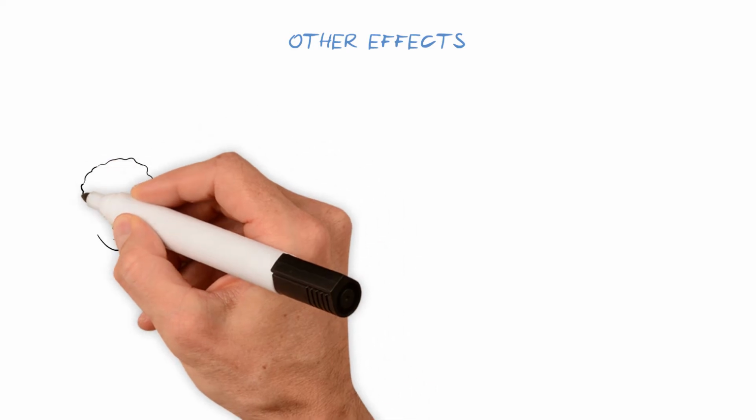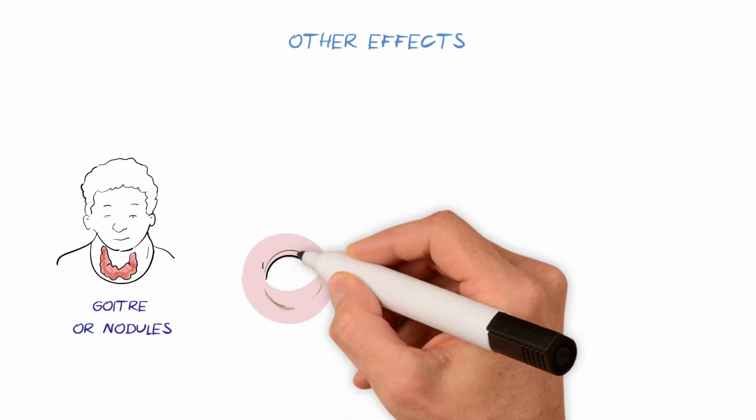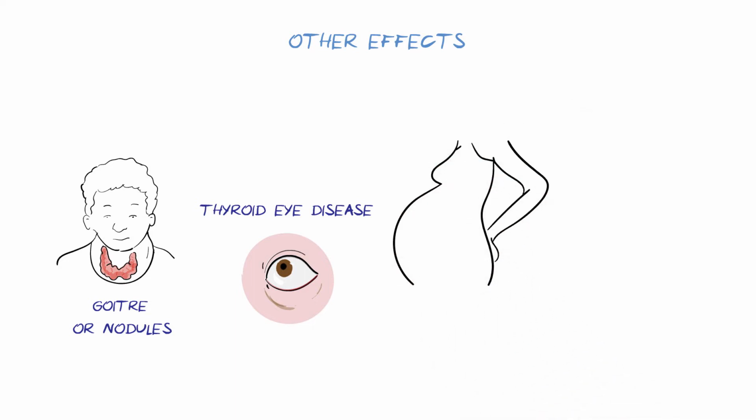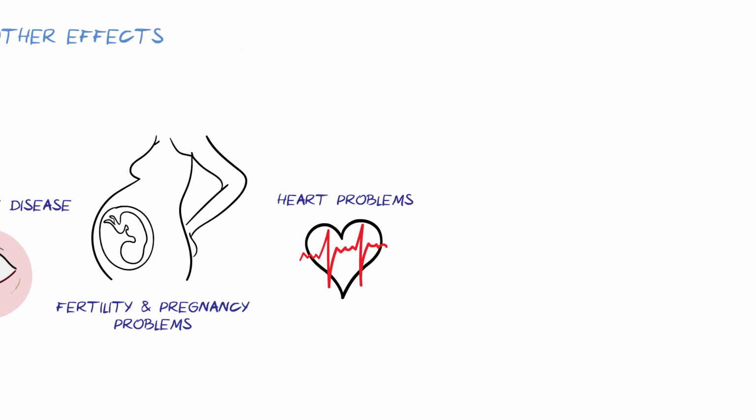Thyroid disorders may also have other effects such as a swollen thyroid gland, known as a goiter, nodules or lumps on the thyroid, and eye problems, which are most likely to affect people with an overactive thyroid and are sometimes called thyroid eye disease. Uncontrolled thyroid disorders can also lead to problems with fertility and pregnancy and long-term heart problems. Therefore, it is important to get a diagnosis, even if symptoms are mild.